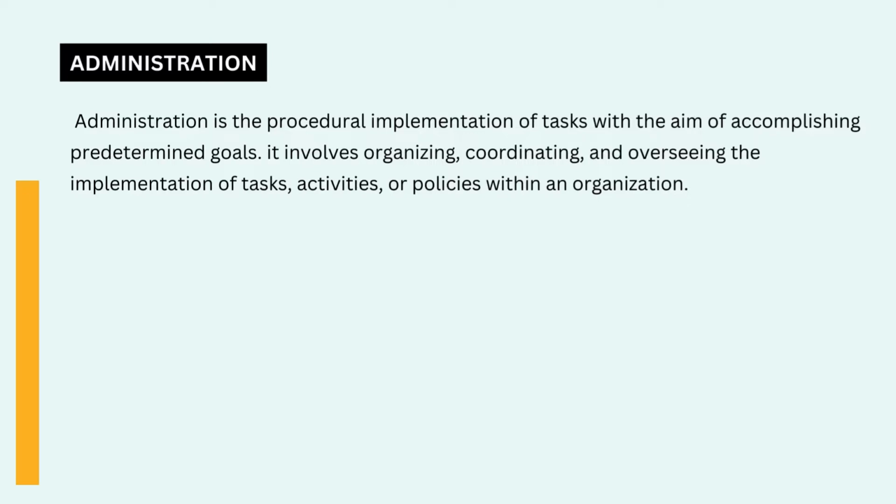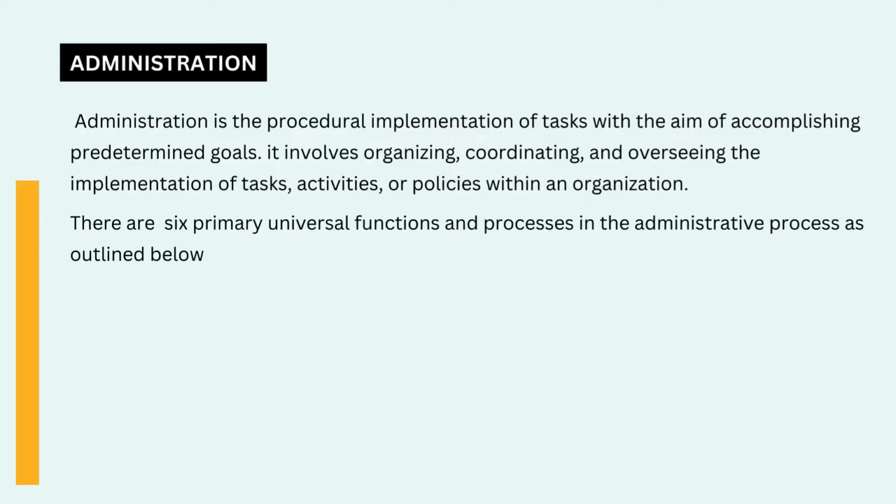Administration. Administration is the procedural implementation of tasks to accomplish predetermined goals. It involves organizing, coordinating, and overseeing the implementation of tasks, activities, or policies within an organization. There are 6 primary universal functions and processes in the administrative process, as outlined below.